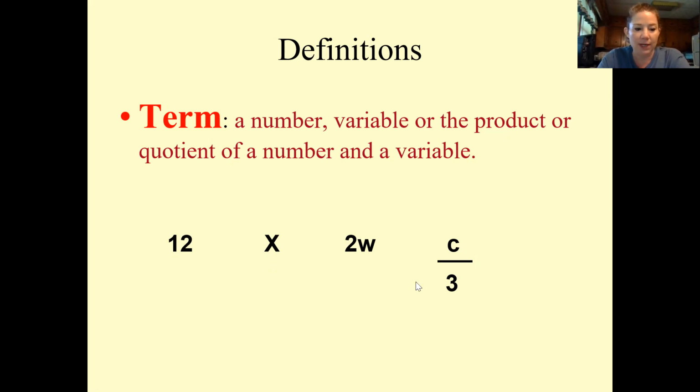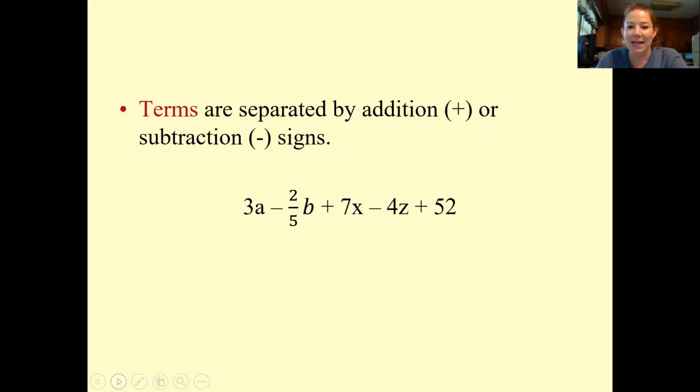Well, terms are separated by addition signs or subtraction signs. So the first term is a positive 3a, then I see a subtraction sign. That subtraction sign actually belongs to that second term. So actually that would be considered a negative 2/5 x, but since we have a minus sign or a negative sign, that tells us that this is a separate term.